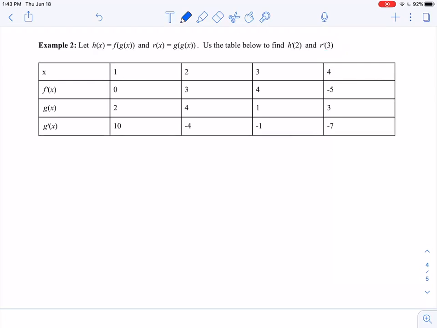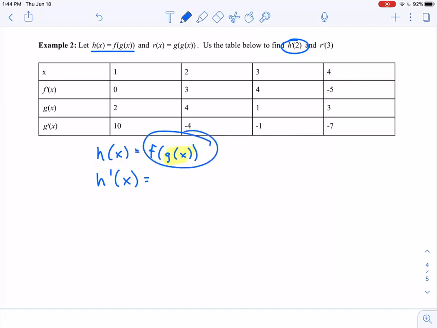So let's start with h prime of 2. H of x, we're going to do that in blue. H of x, just to restate, is f of g of x. Before I jump straight into finding h prime of 2, I need to find the general h prime of x. I need to find the derivative of this function. All right, here I have a composite function. I have g of x, which is inside of the f of x function.